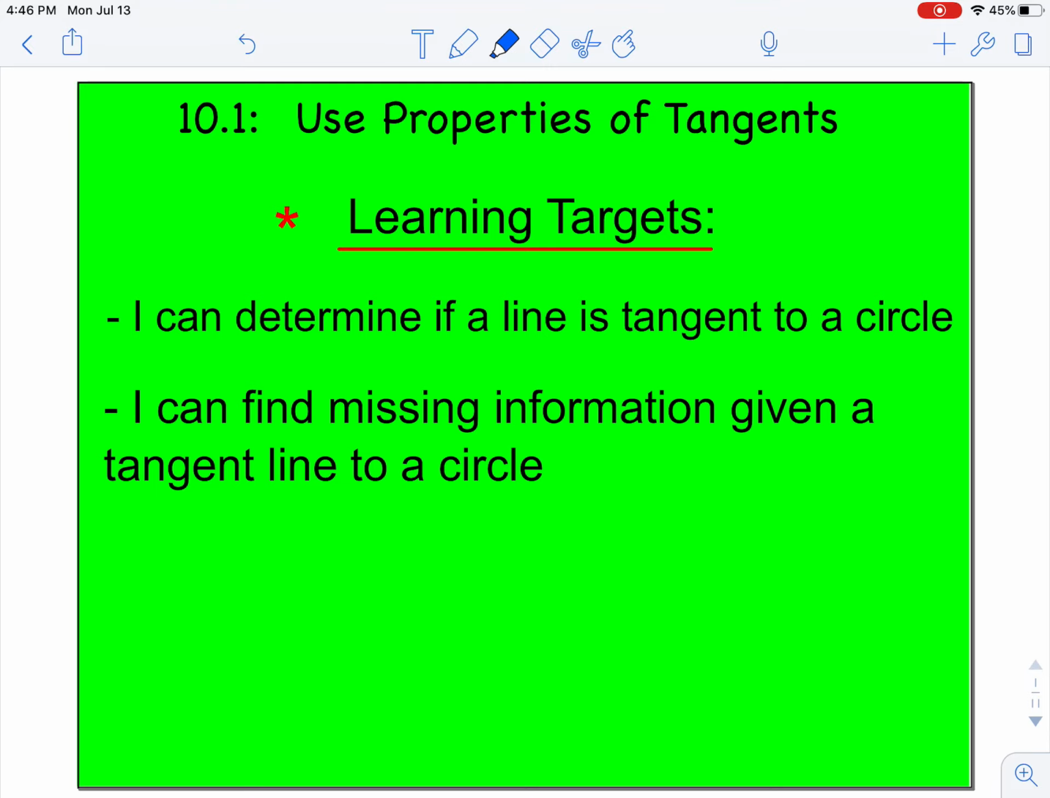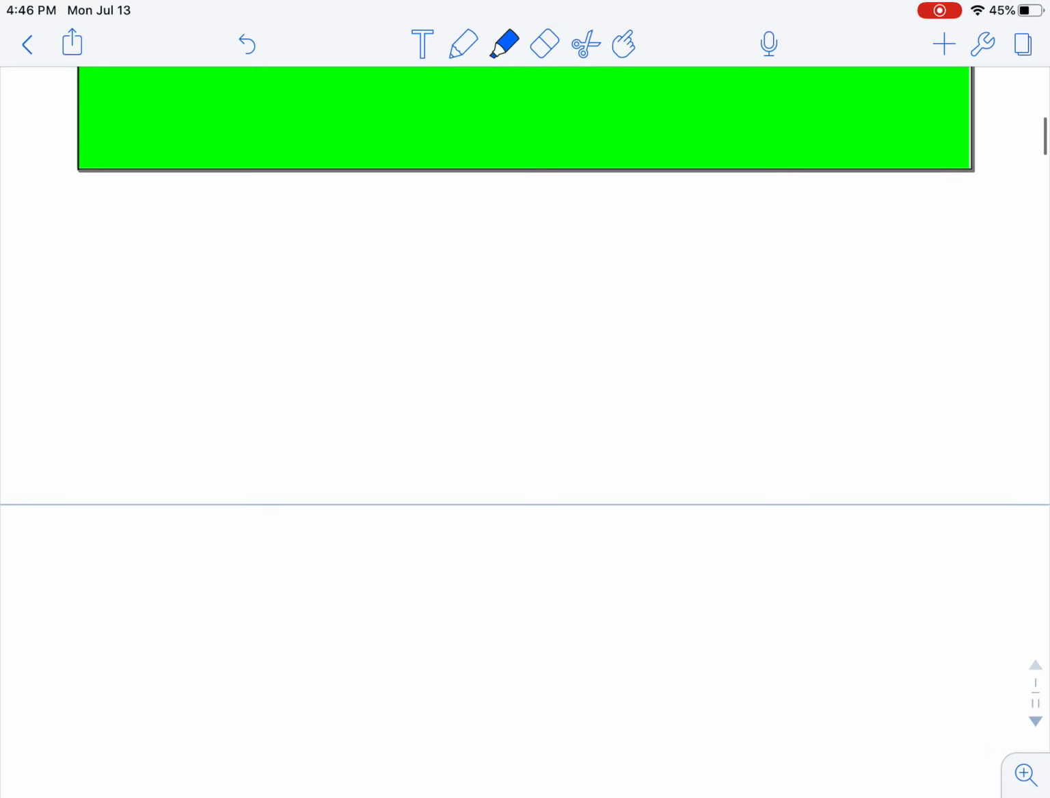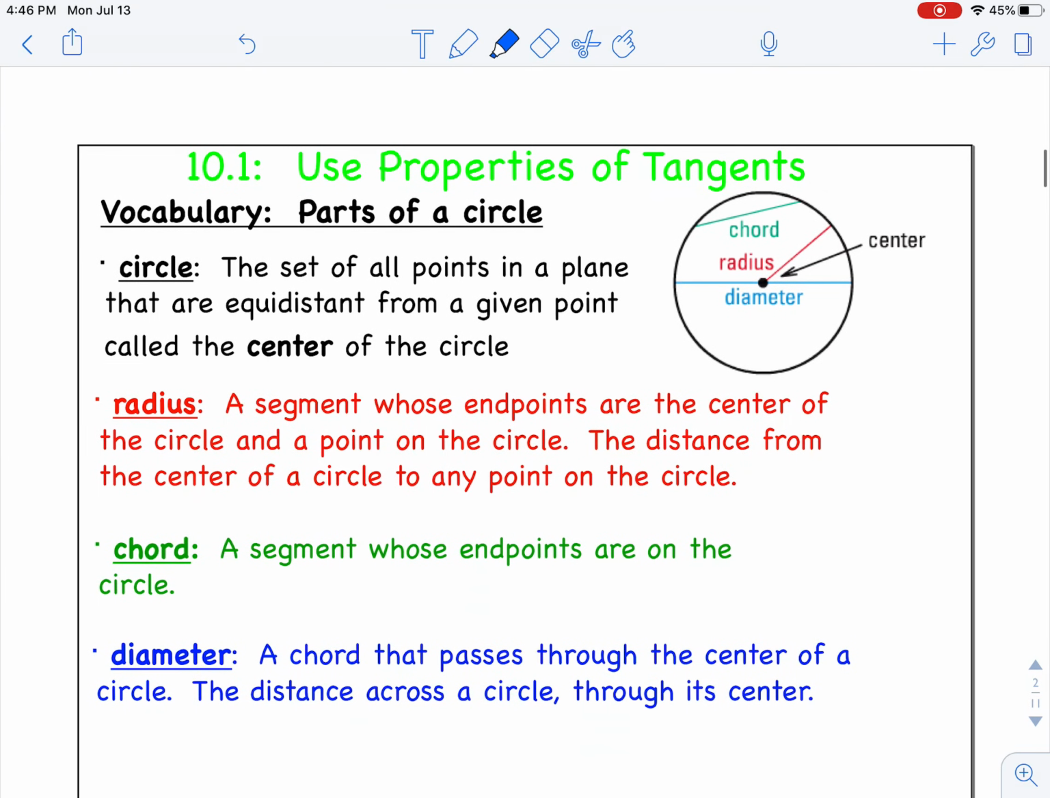10.1, using properties of tangents. We're going to learn about tangents as well. So we'll determine if a line is tangent to a circle using some theorems and properties and find missing information if we are given a tangent.